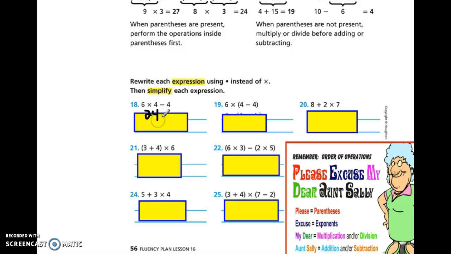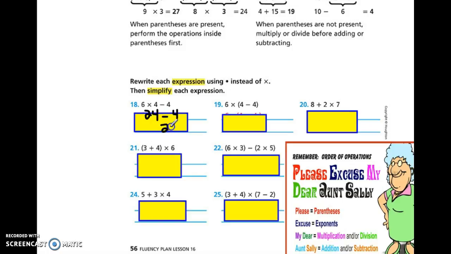And then I have minus 4. So now I keep going. I did my multiplication. I don't have any division, addition, or subtraction. So now all I have left is subtraction, right? 24 minus 4 equals 20.